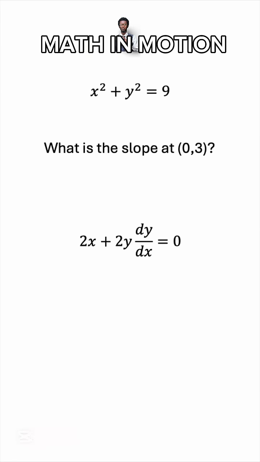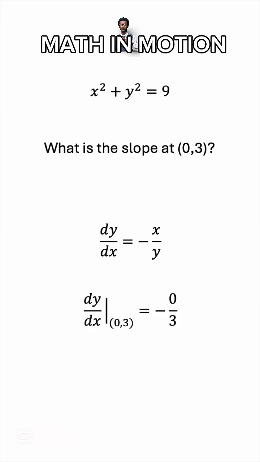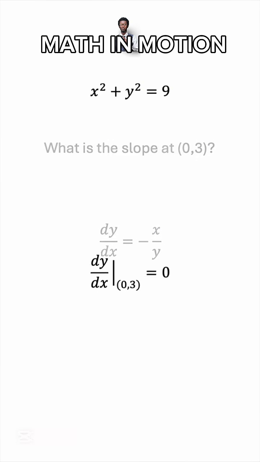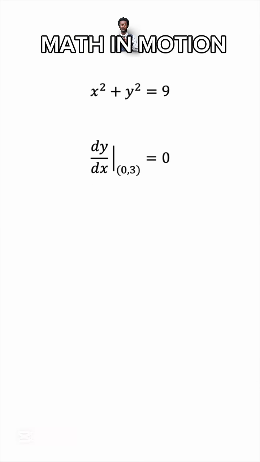And now we can solve for this derivative by dividing everything by 2, taking x to the other side, and then dividing by y. So dy by dx is negative x over y. To find the slope at the point 0, 3, all we have to do is substitute x equals 0, y equals 3, resulting in 0. So we know that the slope will be 0 at the point 0, 3.